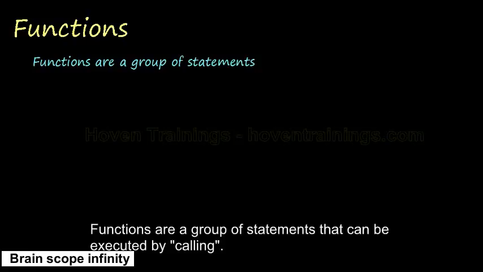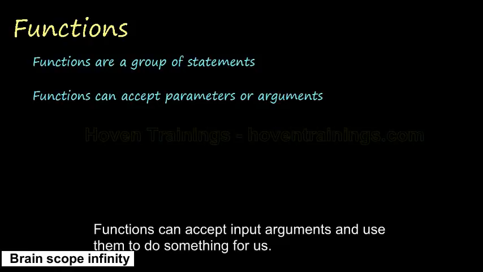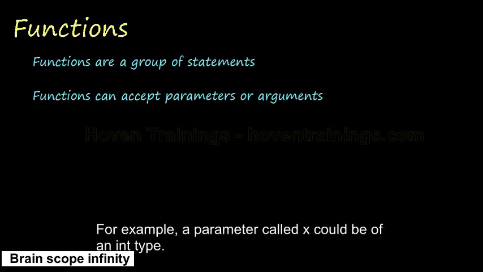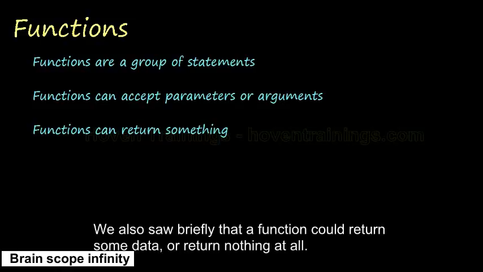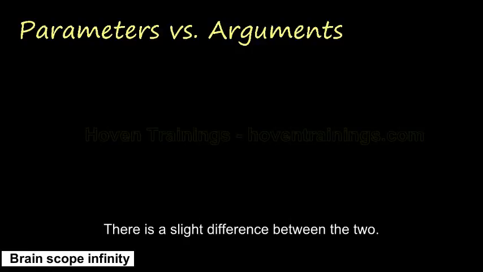Functions are a group of statements that can be executed by calling. Functions can accept input arguments and use them to do something for us. We also learned that each parameter has a data type. For example, a parameter called x could be of an int type. We also saw briefly that a function could return some data, or return nothing at all. There is a slight difference between the two.